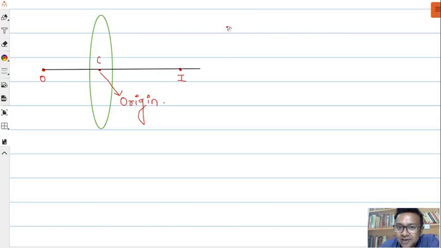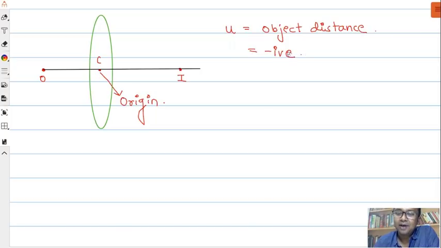Students, let's use the convention for object distance. Now here, what do you see? Is the object distance going to be positive or negative? Definitely in this case, it is negative. Because, students, light is traveling from the object, isn't it? So light is going to travel in this direction, dosto. So this direction is considered as positive.